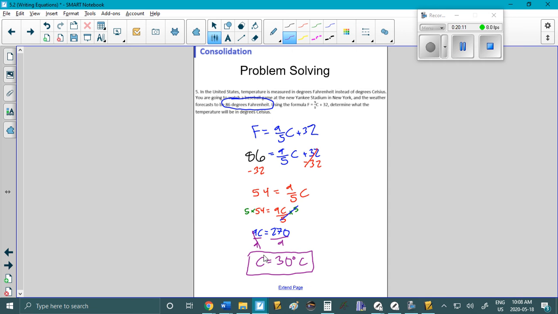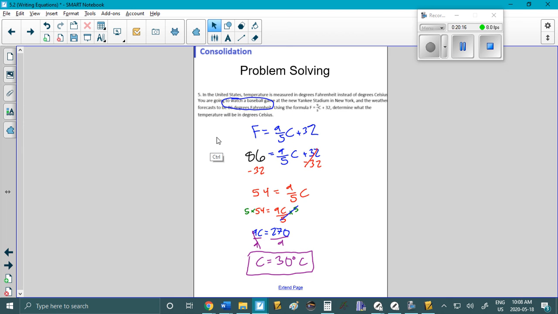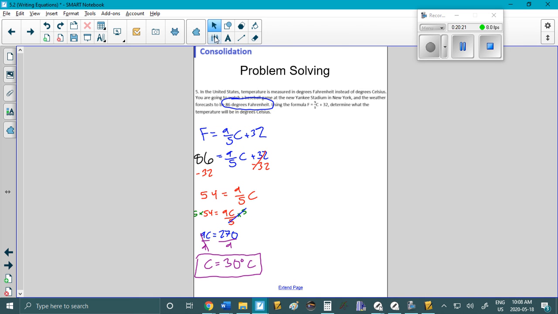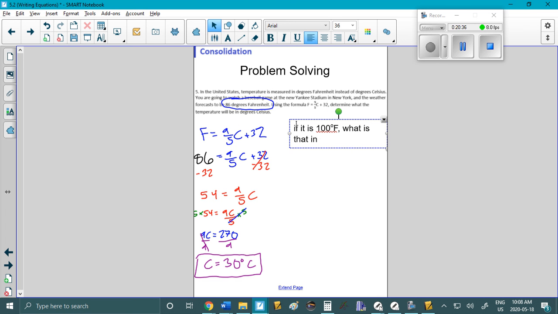Okay, so that's it. That's all I have for today. Again, it's mostly review from last unit. I'm going to give you an extra question here that I really want you to do. And it's going to be just like what we just did, but now it's going to say, if it is 100 degrees Fahrenheit, what is that in degrees Celsius?